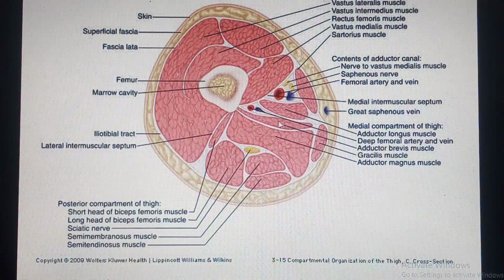And then just behind that, we have what we call the adductor brevis muscle. That's the short one. And then even posterior to that, we have what we call the adductor magnus muscle.